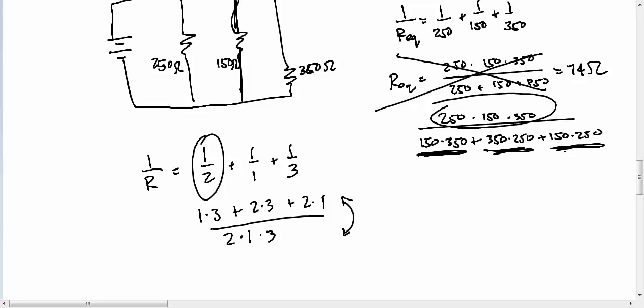I can't just add up just the resistors. I have to add up kind of like the pairs that are missing. The stuff that's missing.